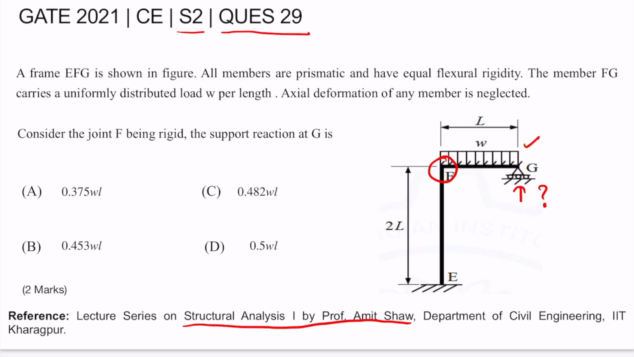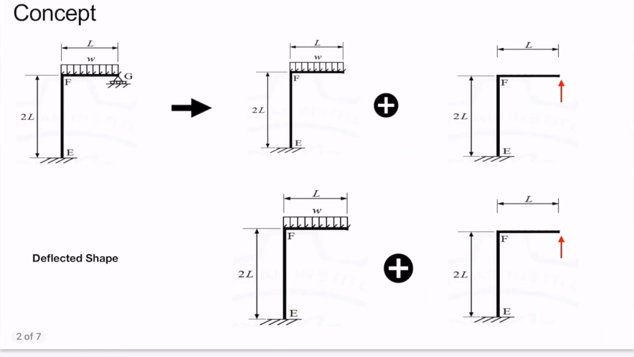Now let's move towards the solution of this problem. There are many methods to solve this type of problem, but here I'll be using the standard deflection formulas to find the support reaction at G. So how to do that?